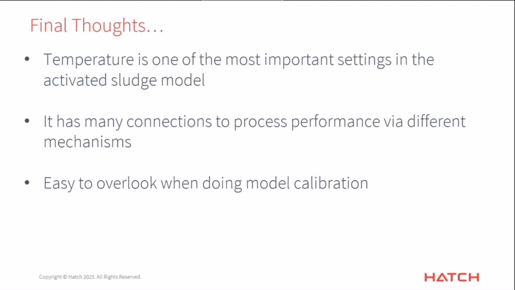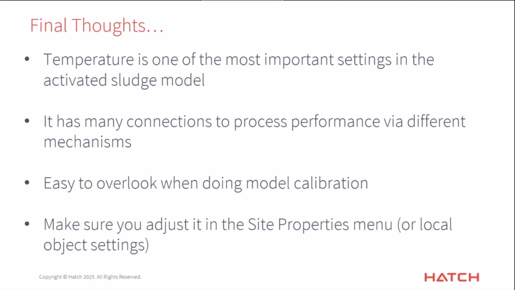I've had more than one project where I was in the calibration stage and I'm like, this is not fitting at all. And then I remember, oh yeah, I left the temperature at the default. I have to change that. So it's easy to do. And also, I suggest that if you could use the global one just to start and get things in line, that's the easiest way to get started in that site properties menu.